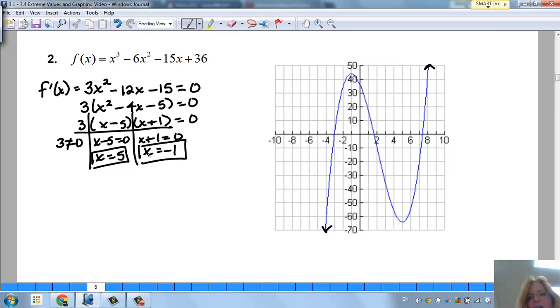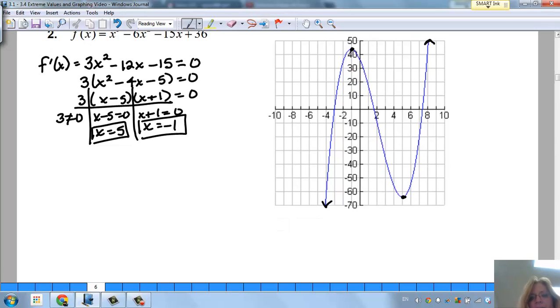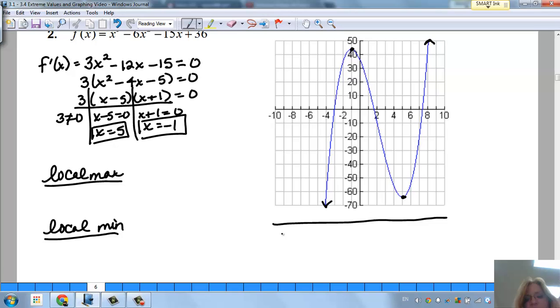Which I could kind of tell by looking at this right here and right here. It looks like my points there for max and minimum. So I'm going to set it all up. Local max, local min. I don't know which one is which. I have a kind of a good idea, but we're going to have to back up everything with calculus.